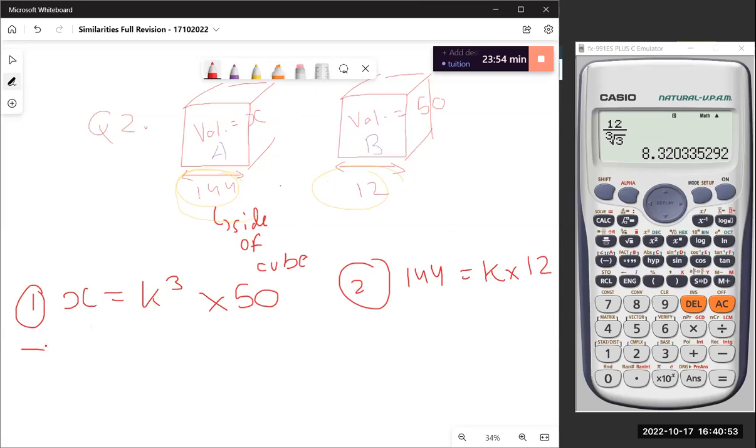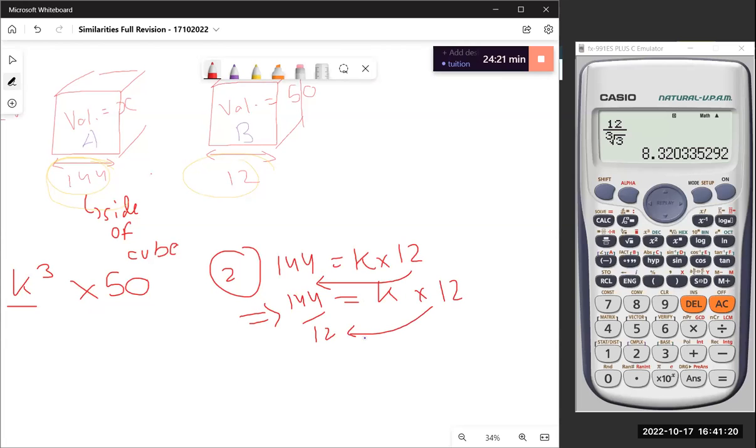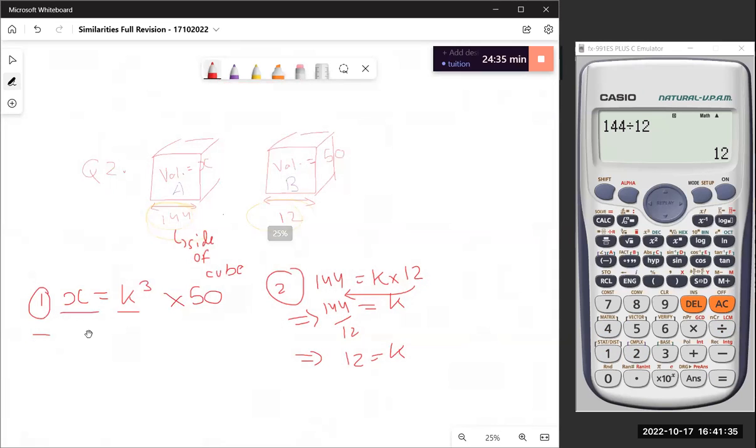Now we can solve the first equation first. X is equal to K cubed times 50. I can't solve this because I don't know X or K. But over here, I only have K as a known. So Diana, tell me, how do I find K? Next step: 144 divided by 12. From here it goes down there, and that becomes 144 divided by 12. Everyone clear? Yes, sir. Now look at the calculator on the screen. 144 divided by 12 is 12. K is 12.